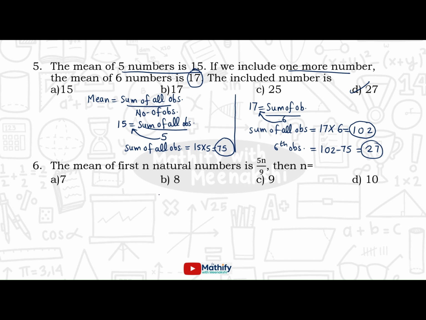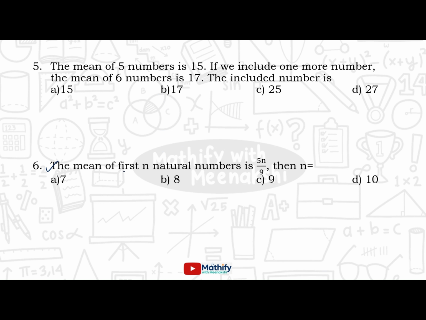Let's move to question number 6. The mean of first n natural numbers is 5n by 9. You have to find what is n. Now you know that mean of first n natural numbers is sum of first n natural numbers divided by n. That means mean is (n plus 1) by 2, and it is given that it's equal to 5n by 9.